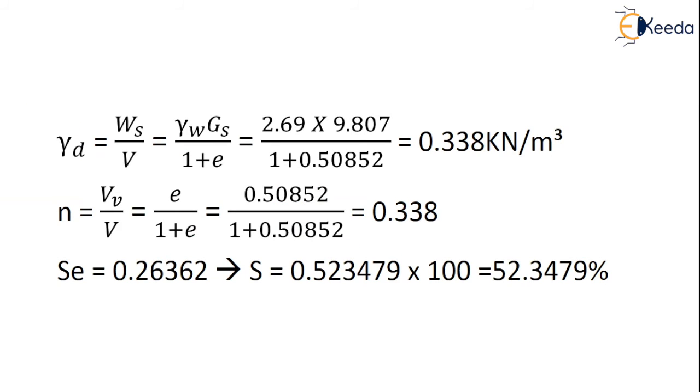And from the definitions, we have γd is equal to Ws by V, or γw Gs by 1 plus e. We know the value of e, so we can calculate the value of n, that is porosity. After calculation, we can get the value of Se, because Se is equal to Gs into w. So after getting the value of e, or we can also have Se is equal to 0.263, or S is equal to that by e. The value of e we have calculated, that is 0.50852. Any method we can do. Into 100 we are doing because it is expressed as a percentage, that is degree of saturation. Even we get the same value, that is 52.34%.